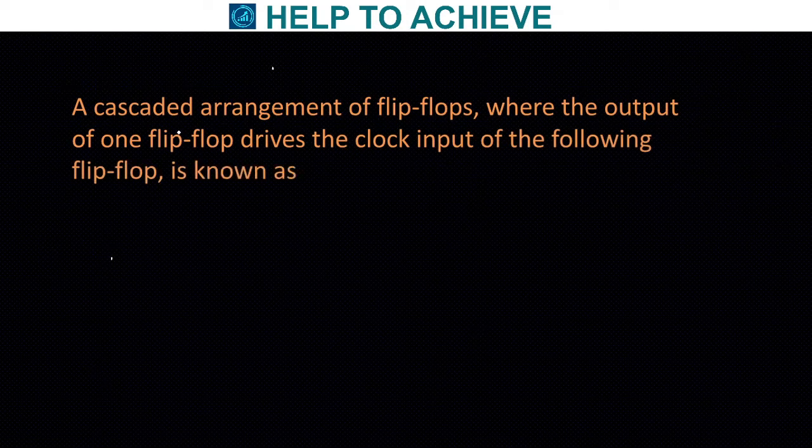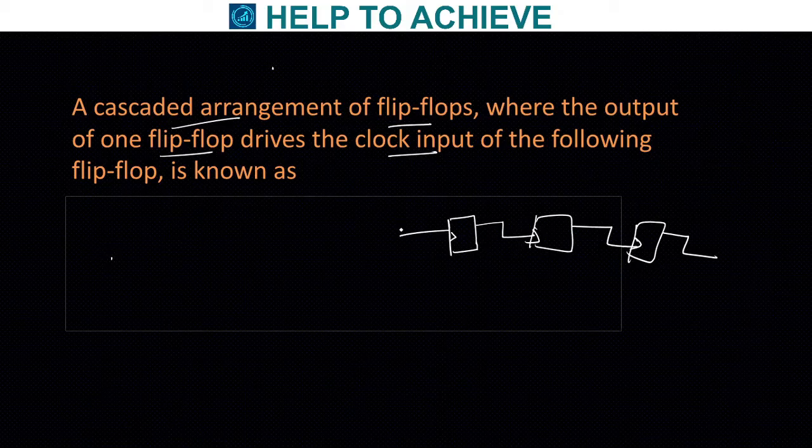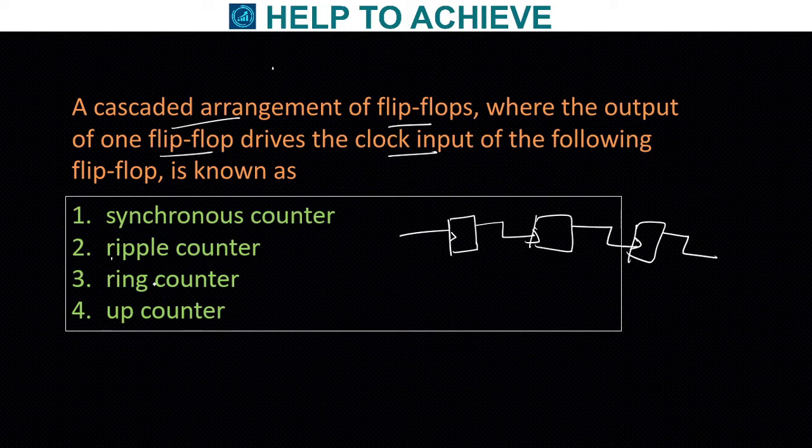Next, a cascaded arrangement of flip-flops where the output of one flip-flop drives the clock input of the other flip-flop. So what they are saying is the output of one flip-flop is driving the clock of the other flip-flop. So this is nothing but the definition of the ripple counter. Okay. So the correct answer is the ripple counter.